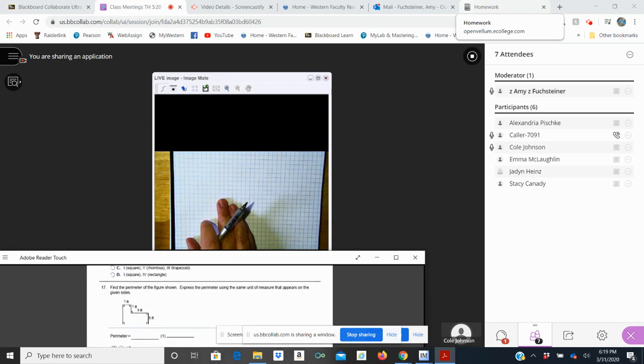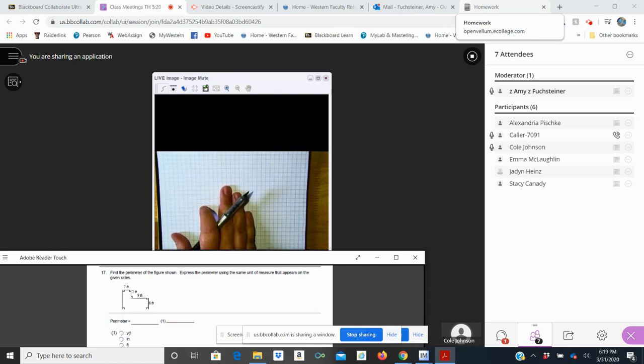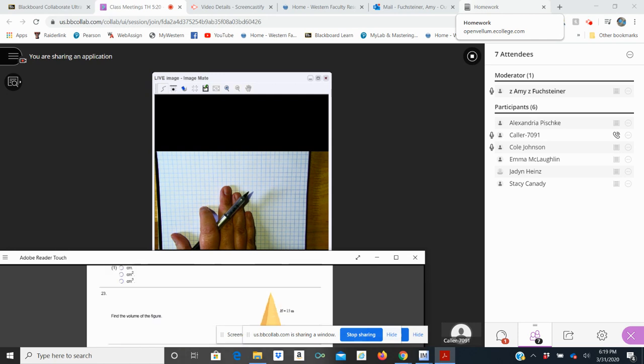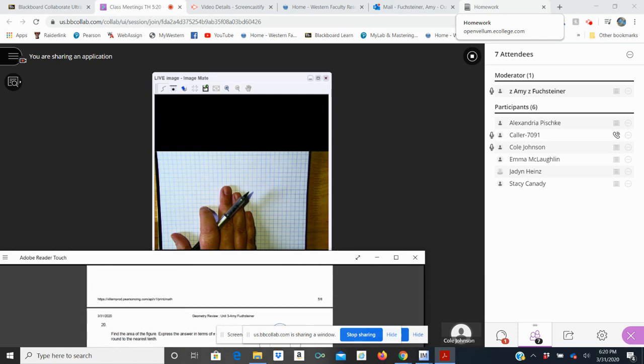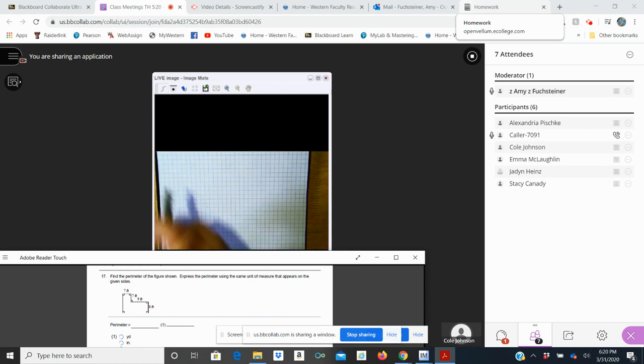Okay. This moves us into some of the perimeter and area stuff. So perimeter, area, and volume are the three topics that we have left. I'm going to start with a perimeter problem, and we'll see how we go from there.